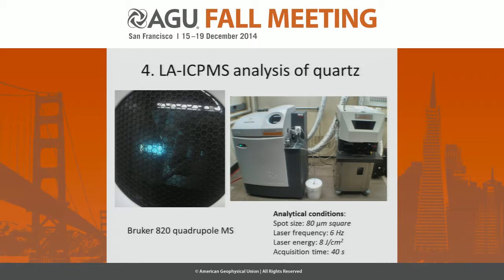So briefly, we did all of our analyses on the Bruker 820 MS, LA-ICP-MS at RPI using an 80 micron spot size, a laser frequency of 6 hertz, a laser energy of 8 joules per centimeter squared, and a 40-second acquisition time. With the time-resolved ICP-MS spectra, we were able to filter out any possible mineral or metal inclusions to make sure that our analyses are reflecting lattice trace element compositions.